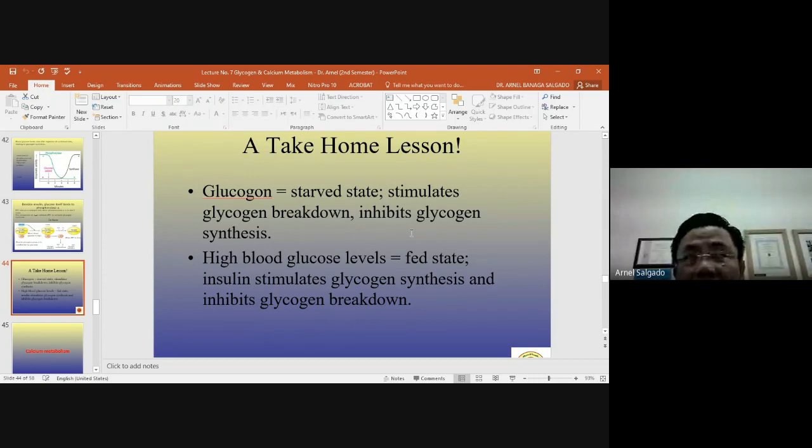That's how it goes. Now, on the other hand, the high blood glucose level, we call that hyperglycemia. Or let's say there is a sufficient amount of sugar in the blood. This is what we call the feed state. The insulin stimulates glycogen synthesis. Okay, less glucagon, insulin acts upon it. Therefore, it will stimulate the liver to mobilize its enzyme to store the glucose, that is glycogen synthesis, and inhibits glycogen breakdown. It's the opposite, okay? Always take note, no? So that's how the system works.